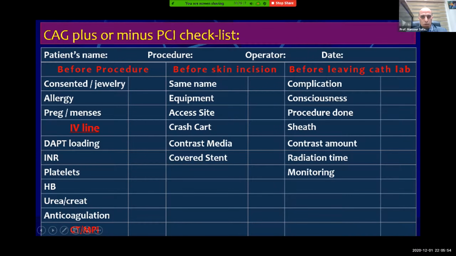Before skin incision, you have to be sure this is the same patient, not another patient. Your equipment is ready, the access site has been chosen, your crash trolley is ready, the contrast media type, and please check the presence or absence of a covered stent. After your patient leaves the cath lab, you have to report any complication, whether he is conscious, what procedure was done, whether the sheath was removed, how much contrast media, how much radiation time, and whether your patient requires any further monitoring.